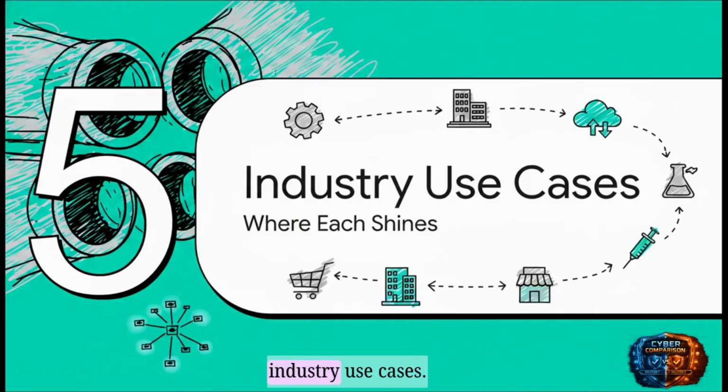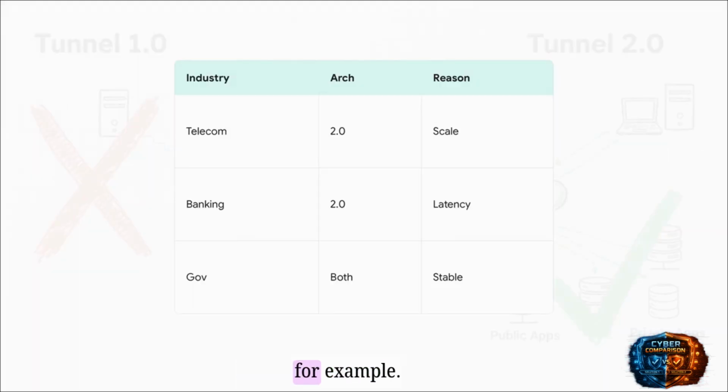Section 5, Industry Use Cases. Let's see where each architecture really shines. Take the telecom industry, for example. Providers are operating thousands of sites with just massive traffic volumes, so Tunnel 2.0 is highly recommended for its massive scalability. Banking and financial services? They demand super low latency, high resilience, and strict compliance. Again, Tunnel 2.0 wins out for digital banking.